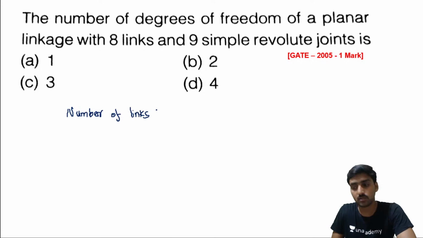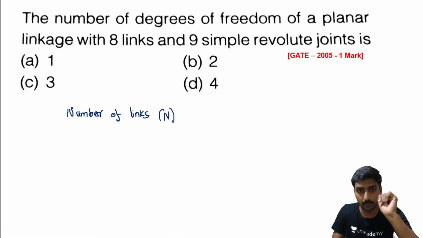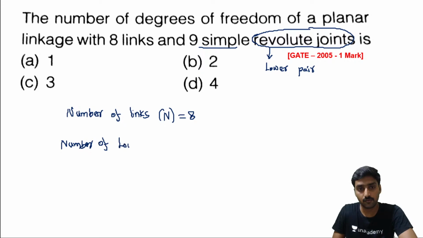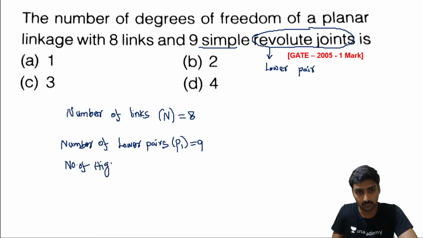It's in GATE 2005, one more question. Number of links, capital N is equal to 8. Number of simple revolute joints. So revolute joint, it's a lower pair. All are lower pairs. Now number of lower pairs, that belongs to P1. P1 is equal to 9. Number of higher pairs, P2 is equal to 0.